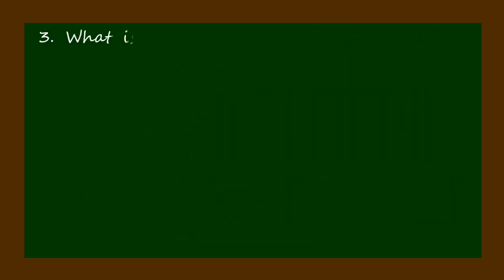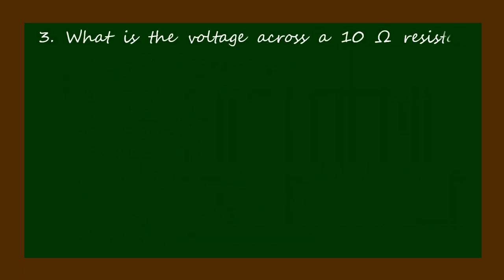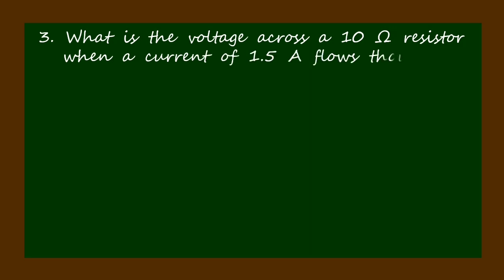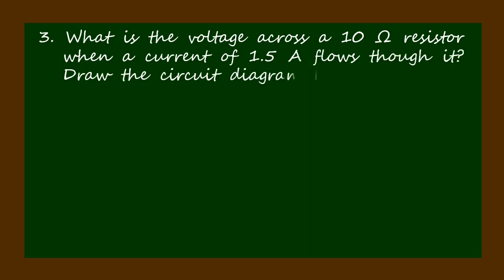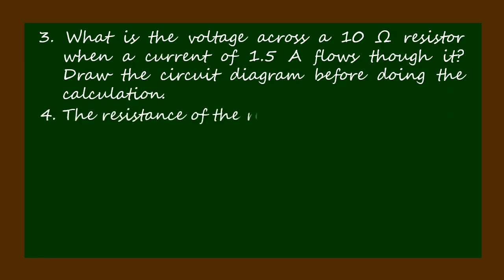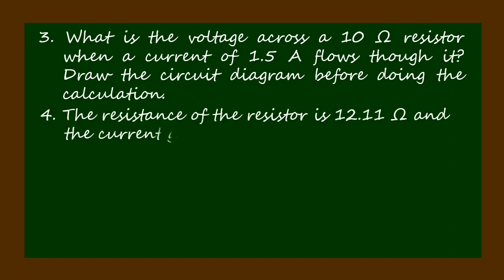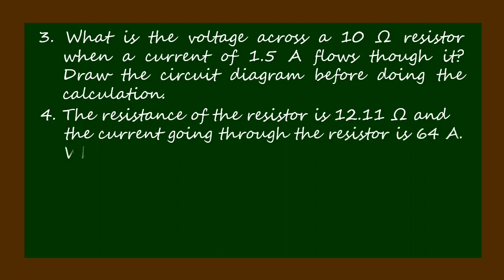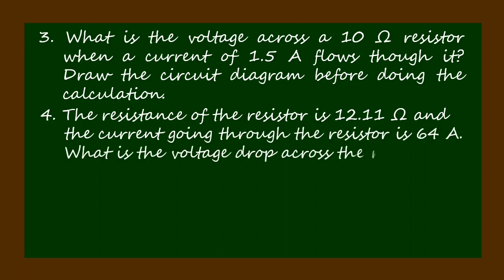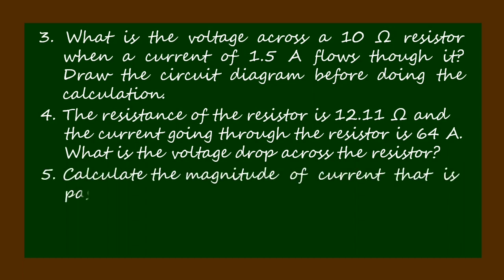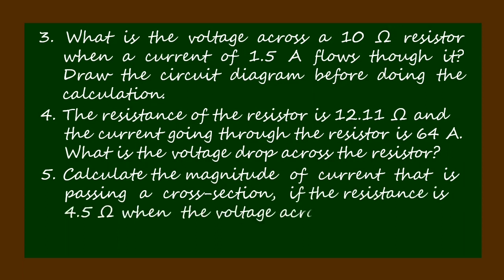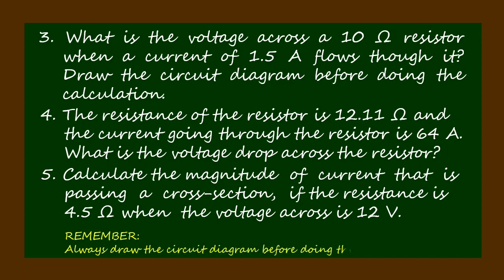Number 3. What is the voltage across a 10 ohm resistor when a current of 1.5 amperes flows through it? Draw the circuit diagram before doing the calculation. Number 4. The resistance of the resistor is 12.11 ohms and the current going through the resistor is 64 amperes. What is the voltage drop across the resistor? Number 5. Calculate the magnitude of current that is passing a cross section if the resistance is 4.5 ohms when the voltage across is 12 volts. Remember, always draw the circuit diagram before doing the calculations.